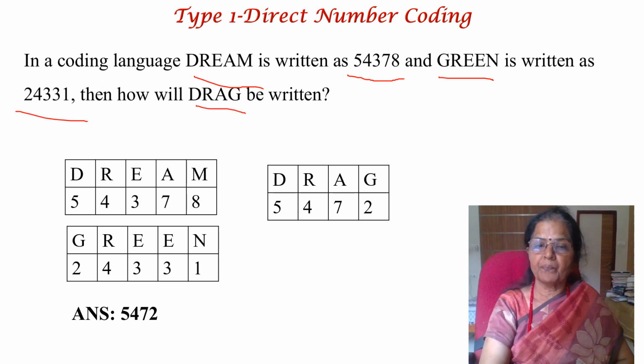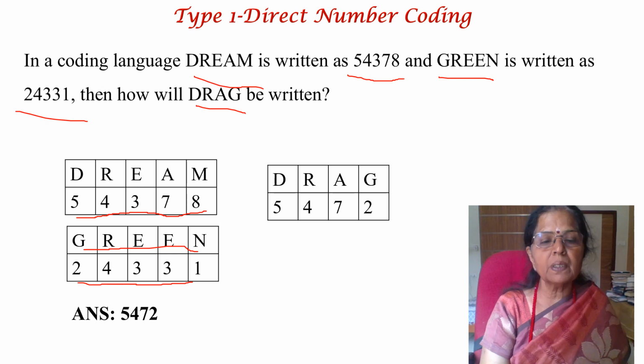So write dream, D-R-E-A-M, and the code given, 54378, in the row below. Also write the one more example, green, G-R-E-E-N, coded as 24331. Two codes are given so that you can find the pattern. Copy it. Now see the common letters here.